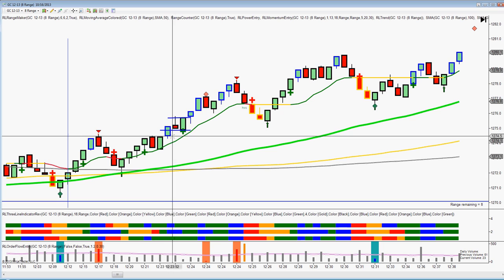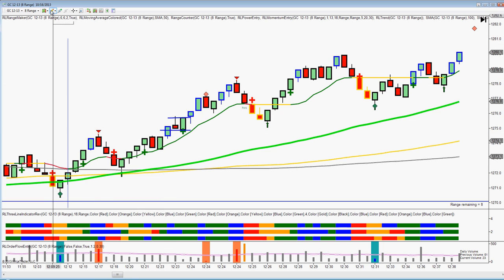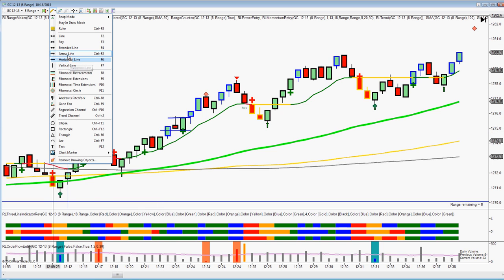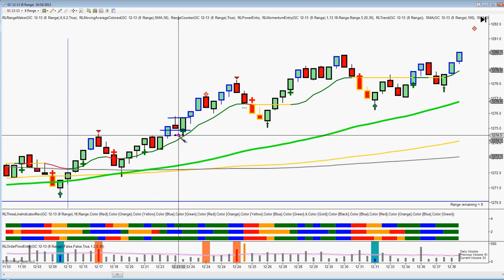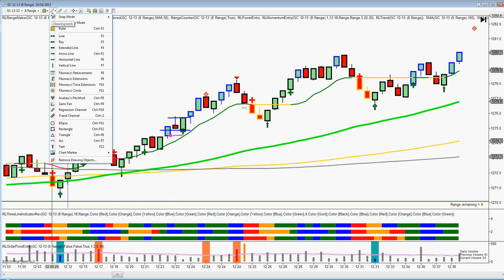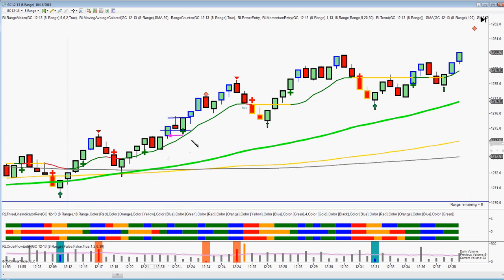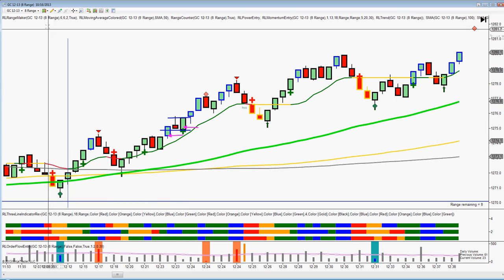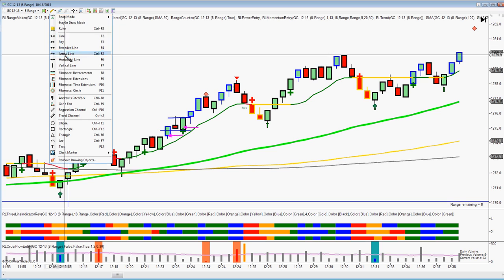When price was here, look at the distance between the candle and the 15. So all the way out to here. As things move sideways, now look at the distance. The market has moved into the 15, and you get a firing of the momentum signal.